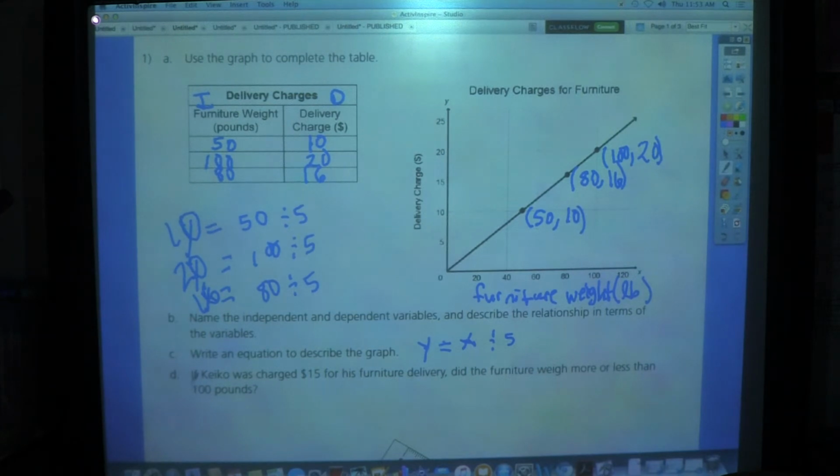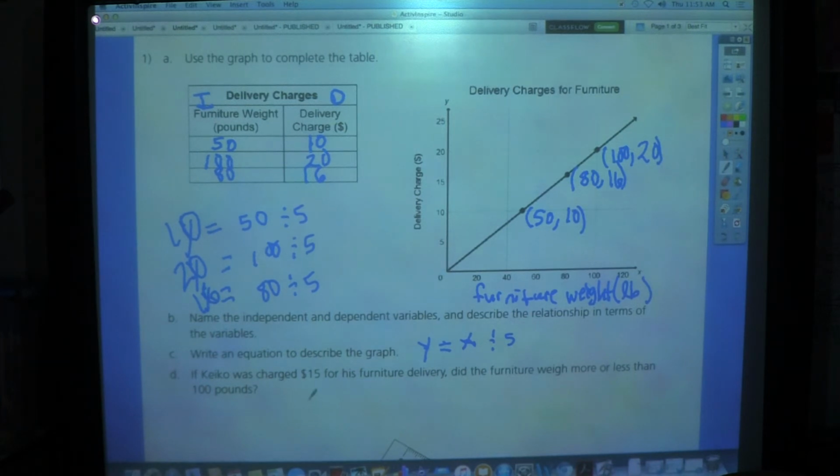Now let's look at D. D says if Kiko was charged $15 for his furniture delivery, did the furniture weigh more or less than 100 pounds? There's a couple ways I could do this. I could see that you have to pay $20 for 100 pounds and $15 is less than 20, so I know it's going to be less than 100 pounds. It's actually less than $16, and $16 is 80 pounds.